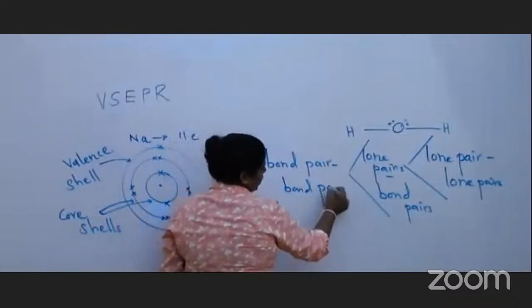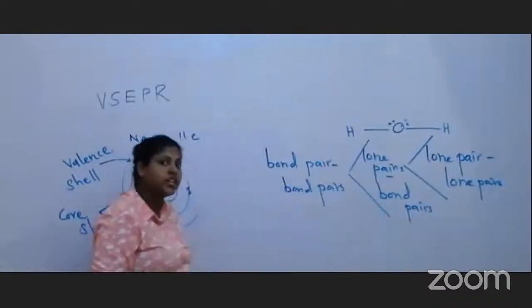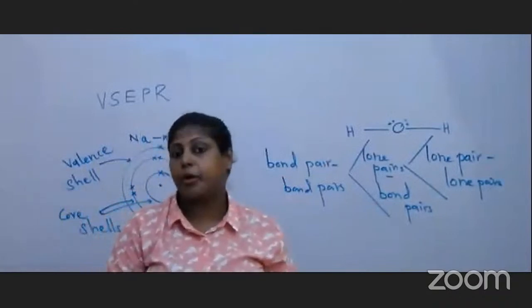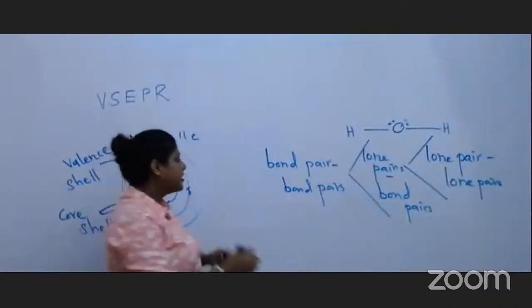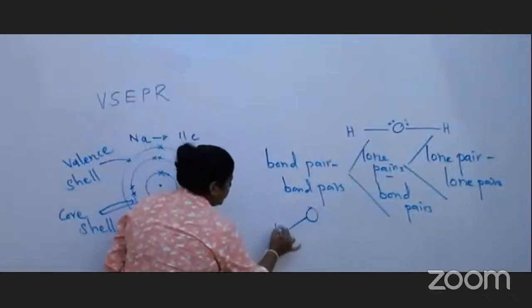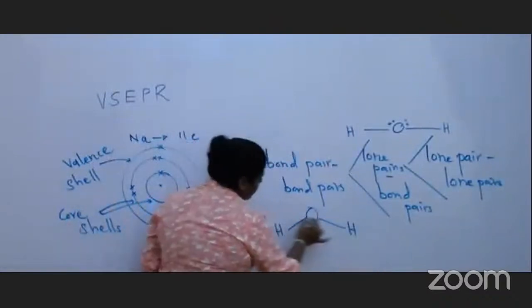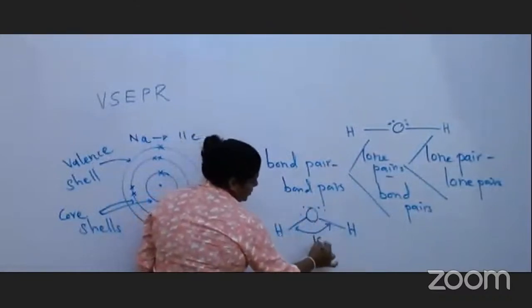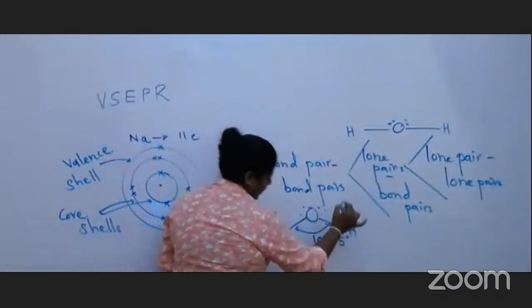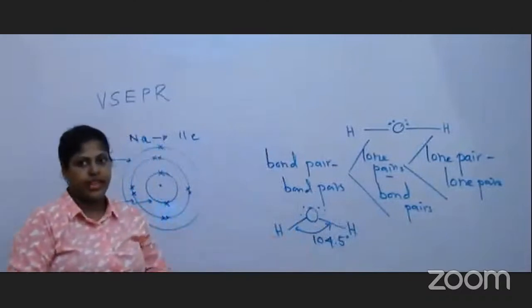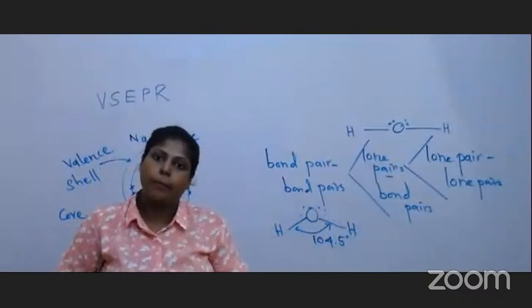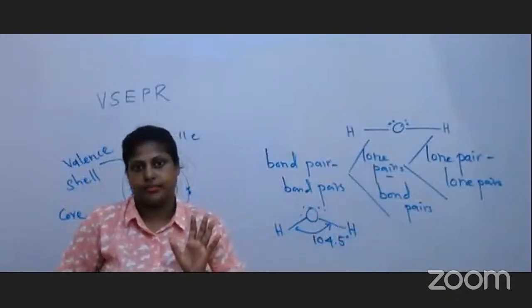So when you take the water molecule, due to repulsion in between lone pairs, bond pairs, and bond pairs, finally the structure will change to angular. That's why the bond angle of water molecules is 104.5. Right? So VSEPR pairs means lone pairs or bond pairs.